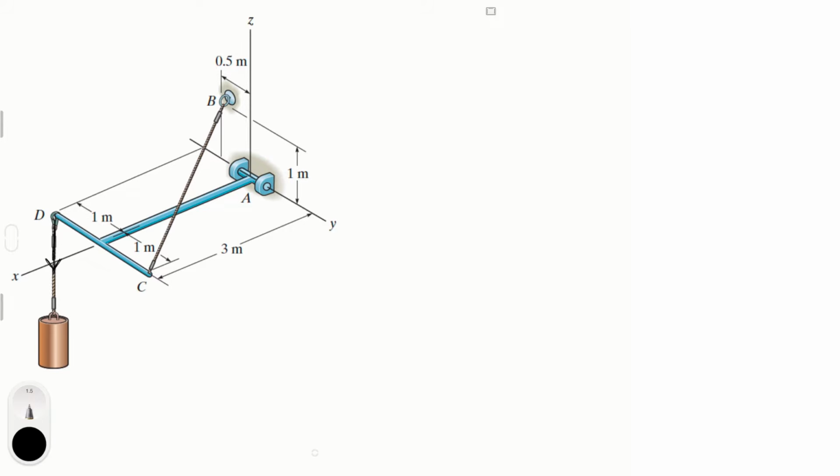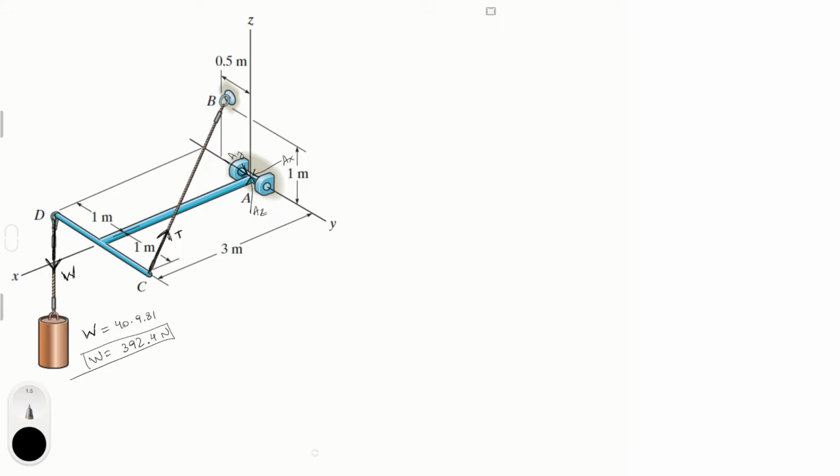I know that I have the weight right here, and that weight is equal to 40 times 9.81, which comes out to be 392.4 newtons. We have this tension right here, let's call it tension T. Then we have the reactions at A, which is a reaction towards a positive Z, a reaction towards a positive Y, and a reaction towards a positive X.